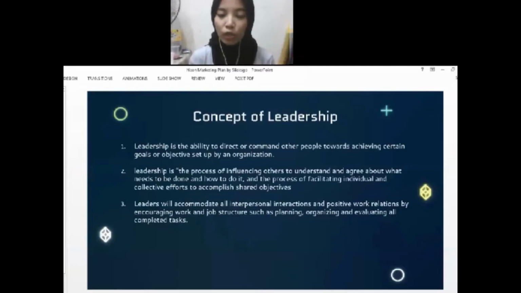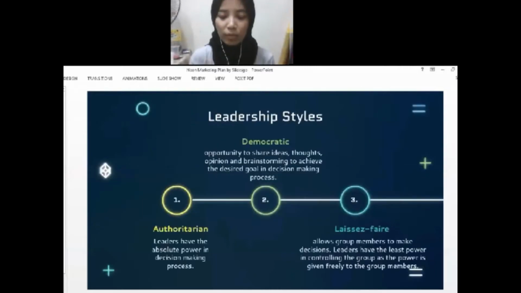objectives. So, as a leader, he or she will accommodate all interpersonal interaction and positive work relations by encouraging work and job structures such as planning, organizing, and evaluating all completed tasks. Leadership style. There are 3 styles of leadership, which are authoritarian, democratic, and laissez-faire.